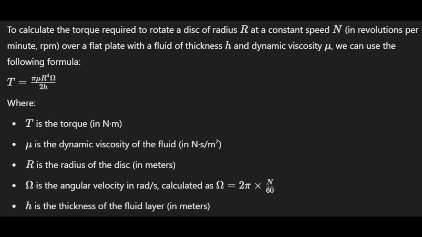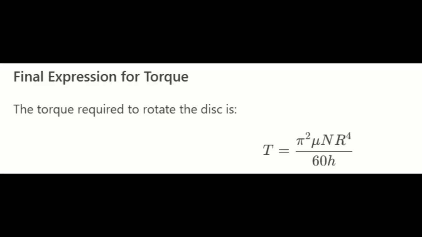So the final formula for this condition would be, this is the final expression for torque required to rotate the disk: torque is equal to pi square mu n r^4 by 60 h. This formula is formed after substituting the value of angular velocity as 2 pi n by 60. This is the previous equation of torque. So this is the final formula of this condition of a disk rotating inside a plate having thickness h and viscosity mu. So this is the torque required to rotate inside that fluid.